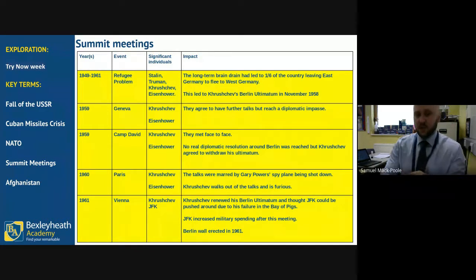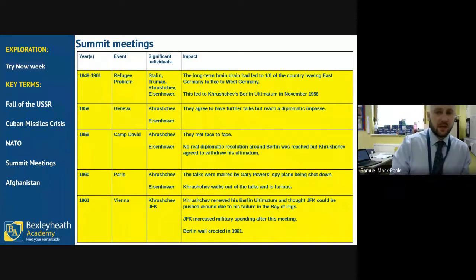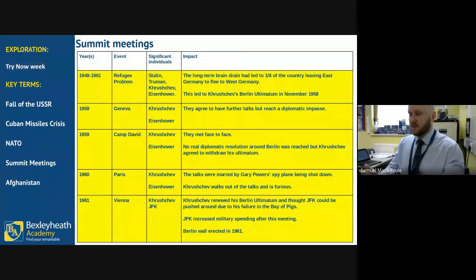Essentially what you've got between 1949 and 1961 is brain drain. A lot of skilled workers, teachers, engineers, doctors, lawyers are leaving the communist bloc in East Germany and going to West Germany. And it was very easy. All you had to do was walk into West Berlin, and from there you could go to West Germany. Just get a nice little connecting flight. So this led to brain drain, and one sixth of the country left East Germany to flee to West Germany.